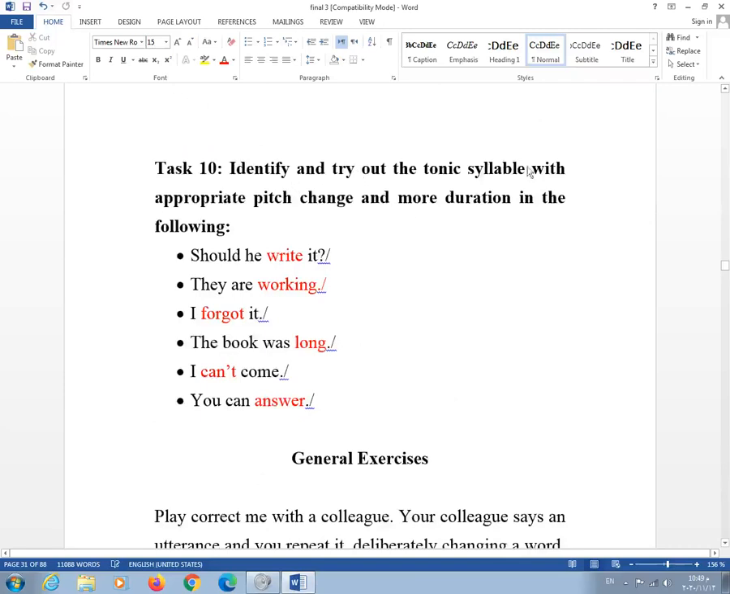Identify and try out the tonic syllable with appropriate pitch change and more duration. We show the tonic syllable with two things: pitch change, either I go up or down, rising, falling intonation, whatever. And more duration, I lengthen its pronunciation. Okay? So I would say here: should he write it? They are working. Falling is the first, rising because this is a yes no question. Should he write it?